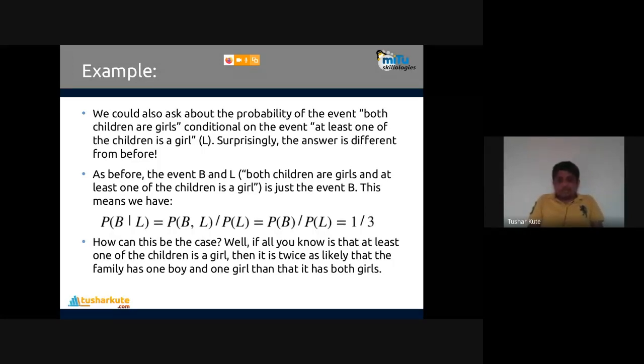We could also ask about the probability of the event both children are girls, conditional on the event that at least one of the children is a girl. Surprisingly, the answer is different from before. See, it's 33% probability that we get. Second is L presented there. As before, the event B and L, both children are girls and at least one of the children is a girl, is like B. So it will be B when L is equal to P of B comma L divided by P of L, that is 1 by 3 that we will get here. So many complications are there, we'll resolve those complications with a simpler example using conditional probability.